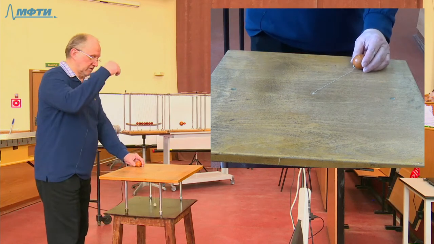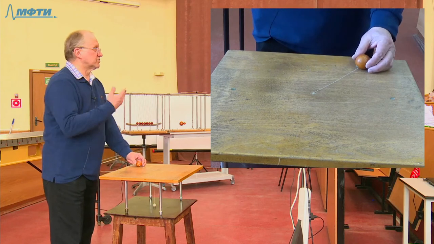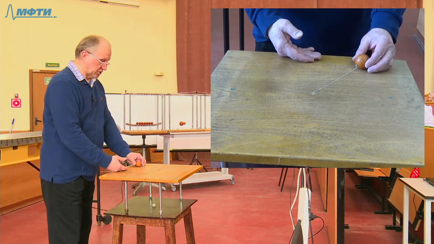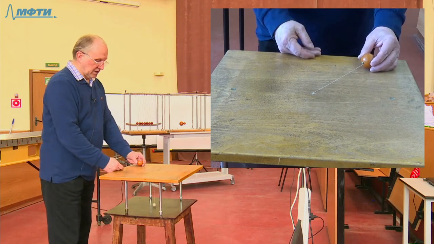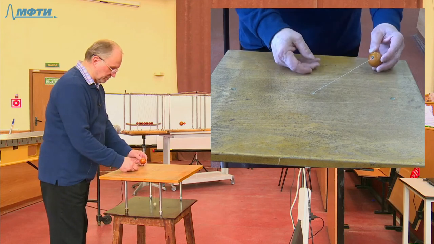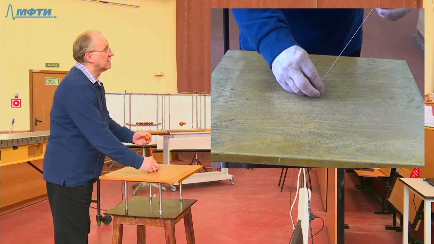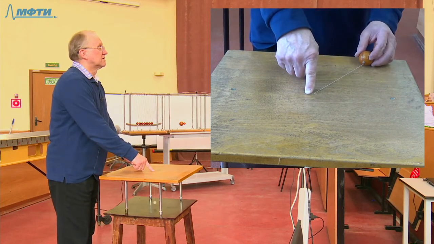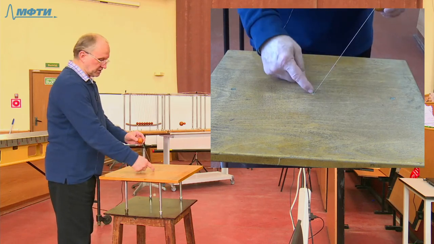The forces of gravity and the reaction of the table surface balance each other. They cancel. Their sum is zero, so we don't take them into account. The vertical forces are balanced. And the only unbalanced force remaining here is the force of tension of this thread. This force of tension is directed to the center, along the radius vector. This is the radius vector.